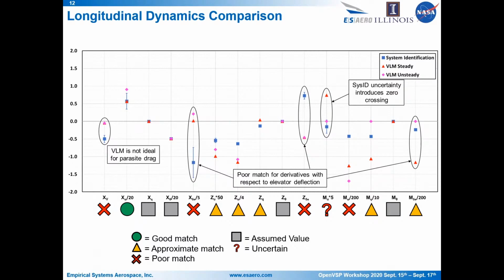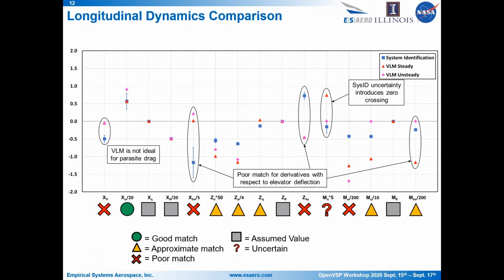estimate, and it is known in the VSP community that the vortex lattice method has within itself a very rudimentary estimate for parasite drag, and there are better ways to estimate that even within OpenVSP using the parasite drag tool to get a better idea of that characteristic. So that might help explain some of the differences there.